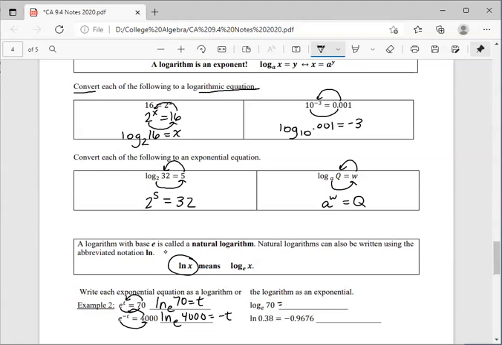Sometimes like this one, there's no answer over here. So if there's nothing there, put equals x because they want us to write it as an exponent. So if we don't have an answer, just put equals x. So e, skip over the 70, come back to it. So e to the x is equal to 70.